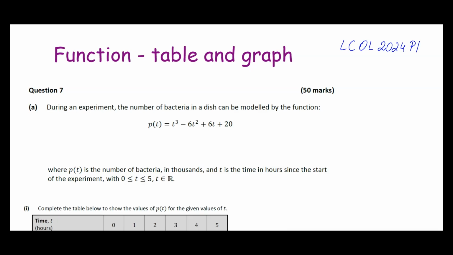So function in your ordinary level Leaving Cert. The usual theme that happens is the table and graph. So how do we do that? Let's have a look at this question.